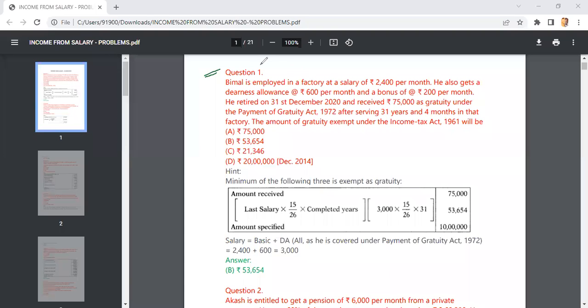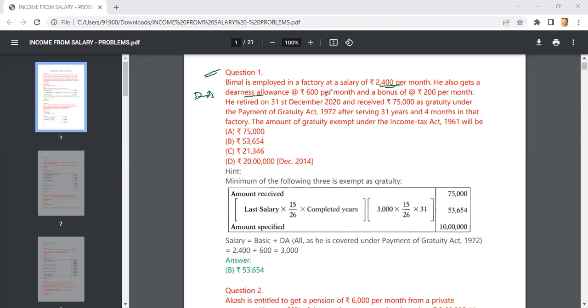Okay. So this is your income from salary, and here is my first question. The first question tells Bimal is employed in a factory and is getting a salary of 2,400 per month. Along with that, he's getting DA, which we call dearness allowance.